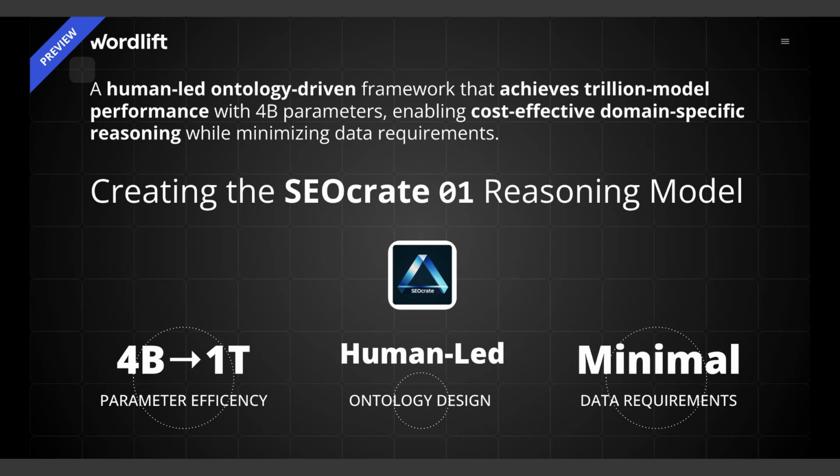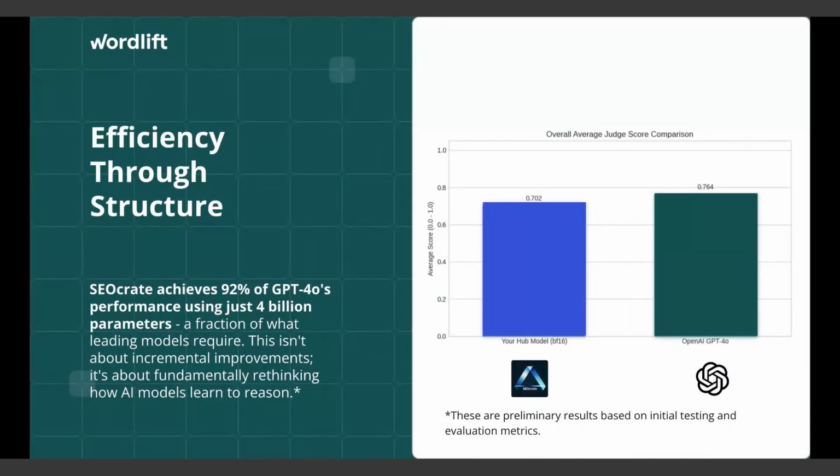But in order for me to create an expert in SEO that reasoned the way I wanted it to reason, I needed only 1,000 samples and an ontology. That's all. And I didn't even have to create these 1,000 samples myself, because I used the ontology and another teacher model to generate this data. And guess what? I was able to show that this reasoning model reached 92% of GPT-4o capabilities with just 1,000 samples, a fraction of the parameters and a fraction of the complexity.